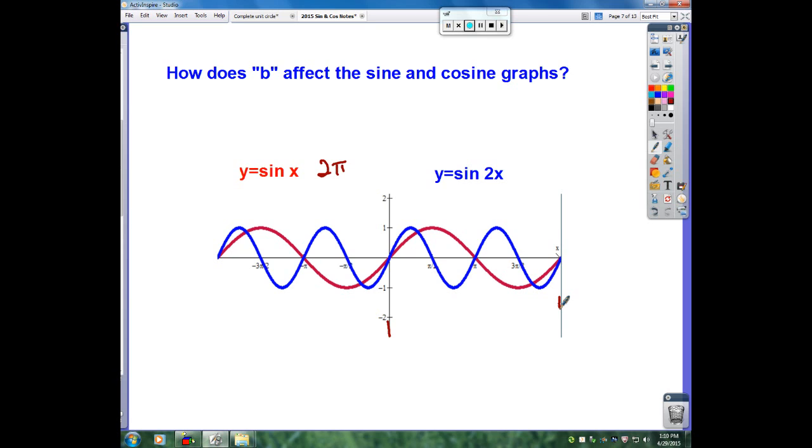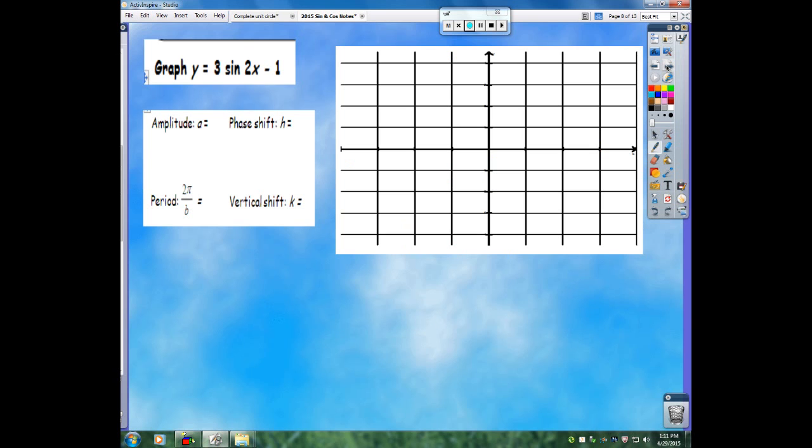But if we change our B, our period's going to change. So 2 pi over the absolute value of B, which is 2, gives us pi. So now our pattern is going to repeat itself every pi. So by changing B, we can either stretch out our period or shrink in or scrunch in our period. That's how it's going to change our graph. Now to make graphing easier, we're going to change our units. We're still always going to graph those 5 key points, but we're going to change our units to match the period.